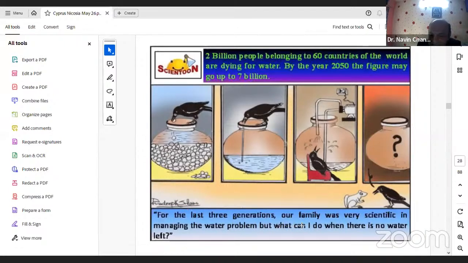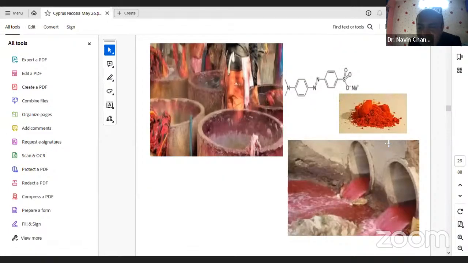For the last 3 generations, our family was very scientific in managing the water problem. But what can I do when there is no water in the lab? If water is not there, then we have to search for options. Whatever water is left, maybe impure or salty, we have to think about a filter to filter that water properly with the help of this material as a photocatalyst. This is the scenario right now.